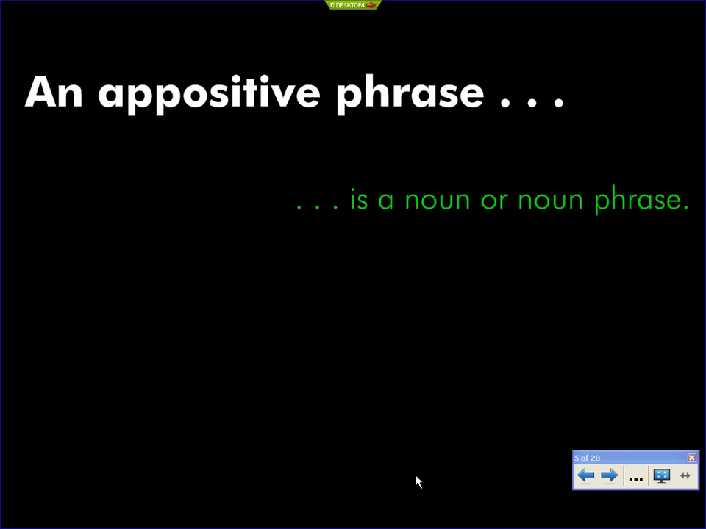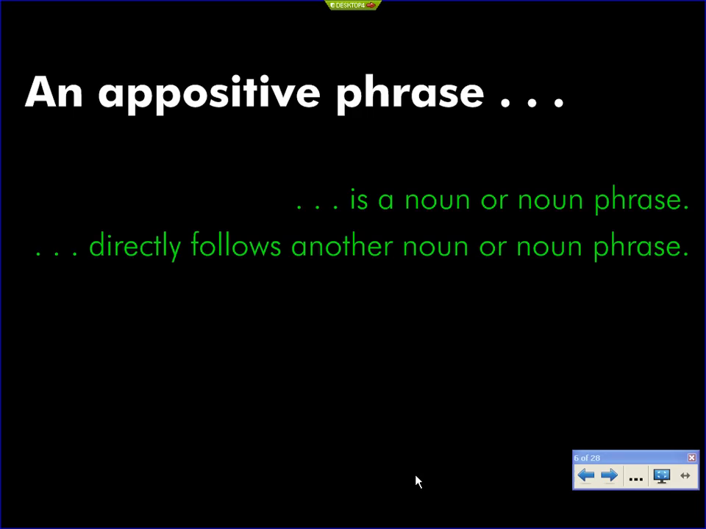Richa, what are you looking for when you look for a gerund? ING. Very good. Nora, what are you looking for when you look for an infinitive? Ian, you're looking for a participial. What are you looking for? Correct. In an appositive phrase, you're looking for a noun or noun phrase.